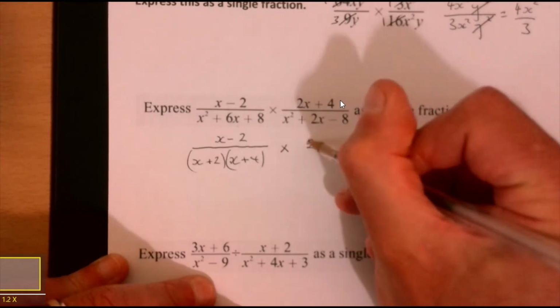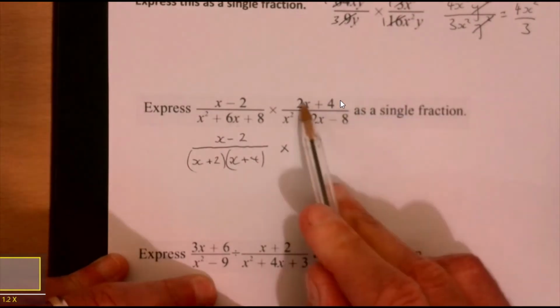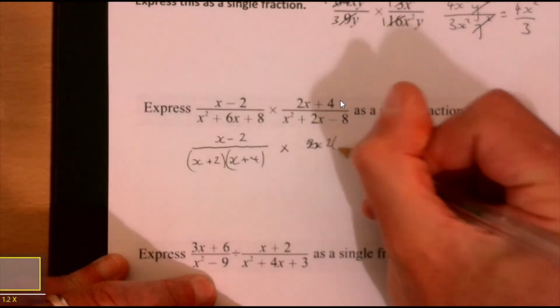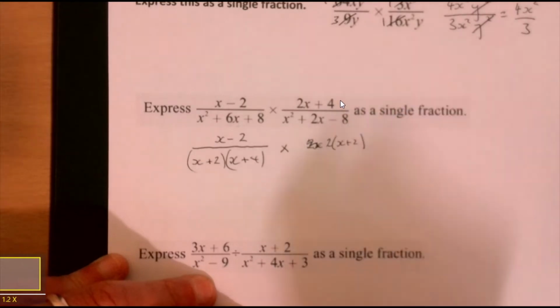And then I've got, oh, wait a minute, I've just spotted something else there, nearly missed it. Can I factorise this? I can. 2 is a common factor. x plus 2. Okay, nearly missed that.